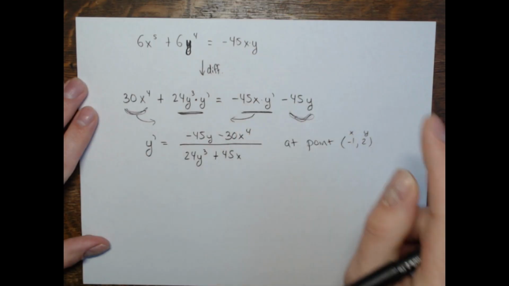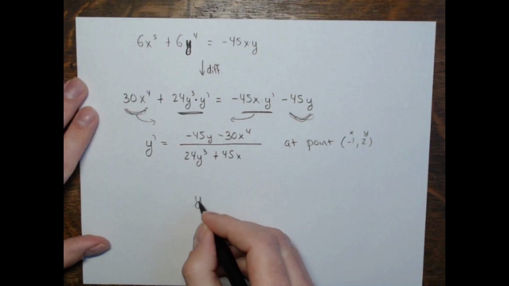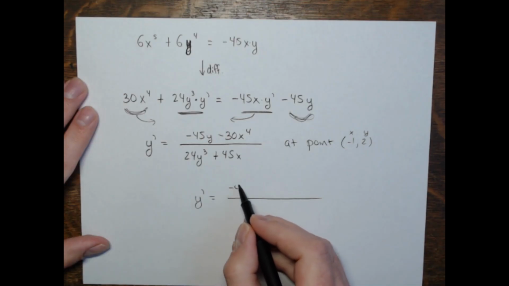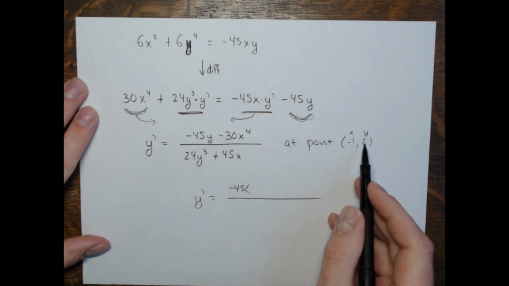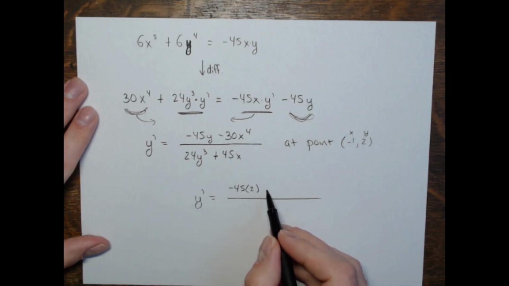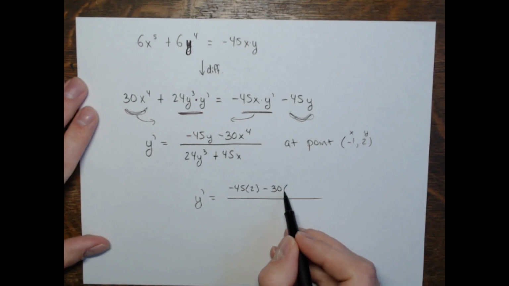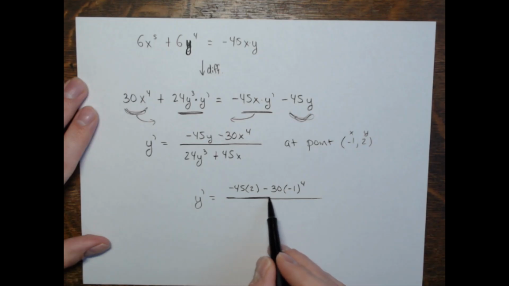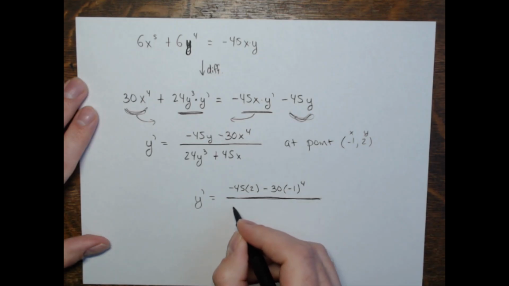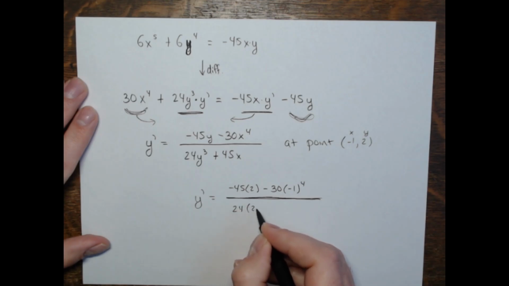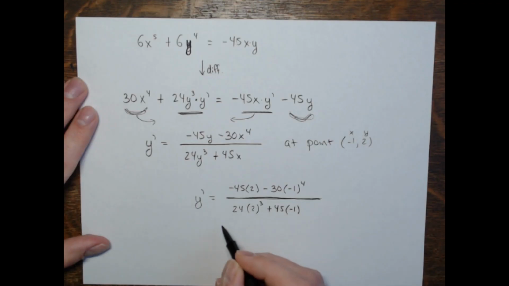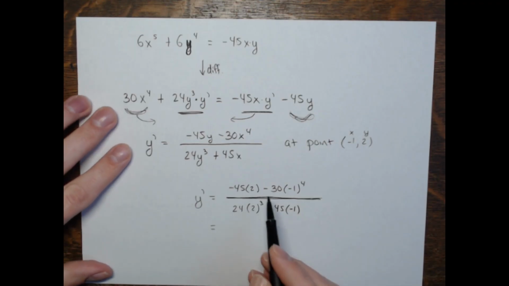this is y on this curve, y prime, right, the dy over dx slope of the tangent line, it's going to be negative 45 times y, so negative 45 times 2, minus 30 times x to the fourth, negative 1 to the fourth. So that'll be the numerator, and denominator 24 times y, so 24 times 2 cubed, plus 45 times x, 45 times negative 1, and we're simplifying this.